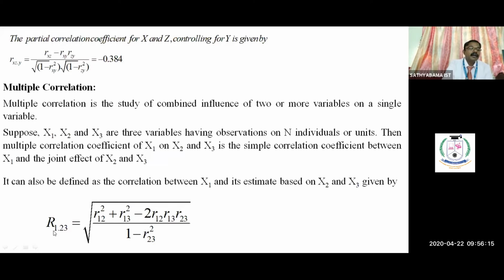The formula involves r12, r13, and all the correlations r12, r13, r23, including r23 square. Similarly, we can define R2.13 and R3.12, so we can define this multiple correlation for all the variables. In the next problem we'll see how to find the multiple correlation for a given set of data.